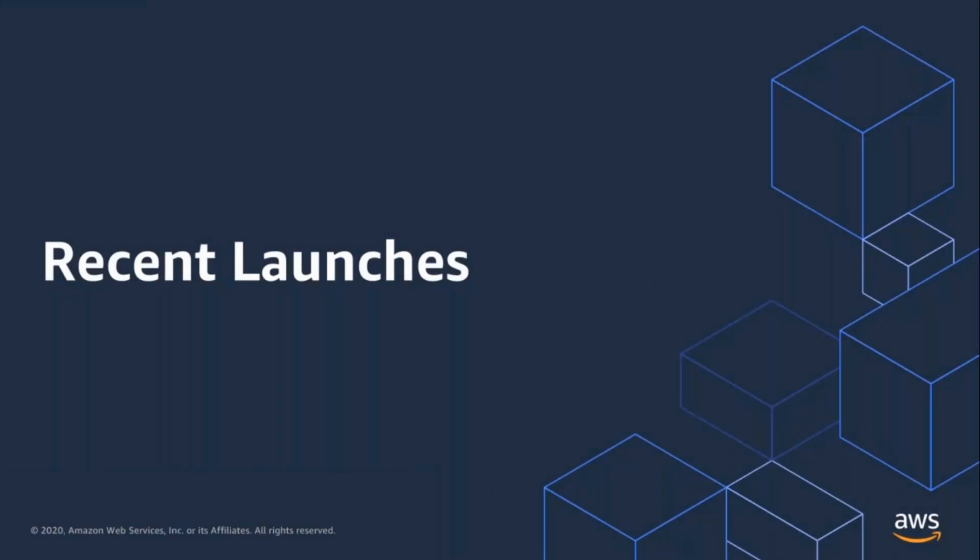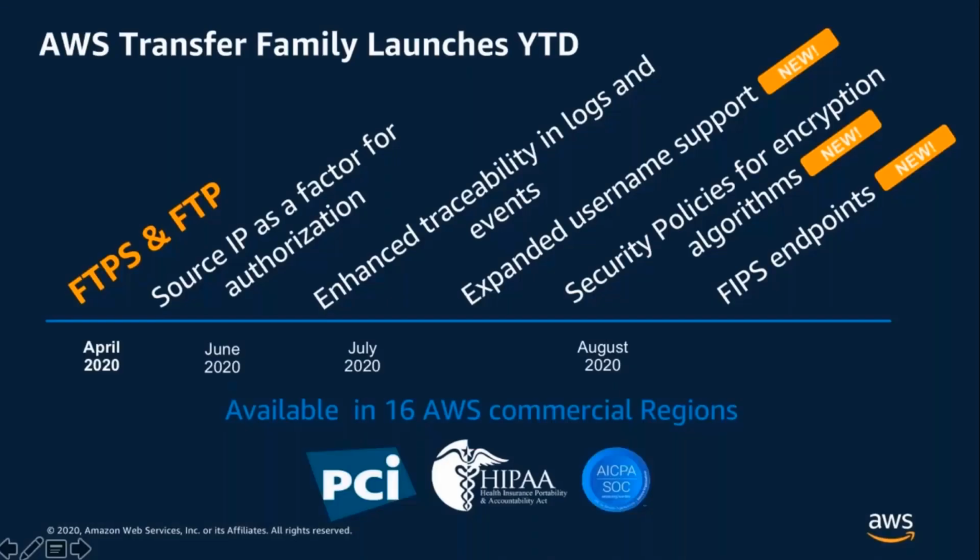So let's go over a few recent launches. Since earlier this year, here's a rundown of some of the launches. Notably, earlier this year, we added support for FTPS and FTP. In the remaining slides, I'll go over in detail some of the features behind these launches. AWS Transfer Family is available in 16 AWS commercial regions today.